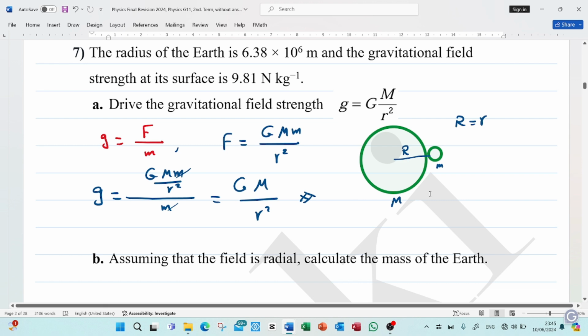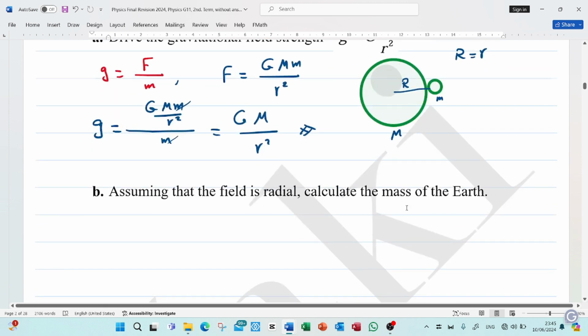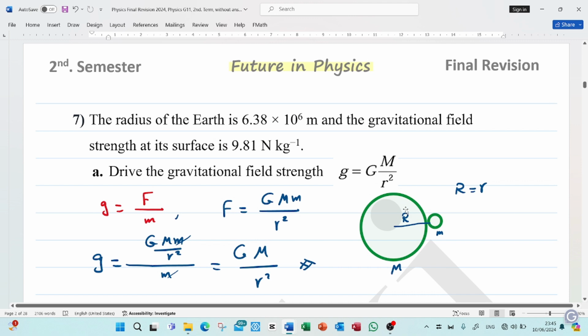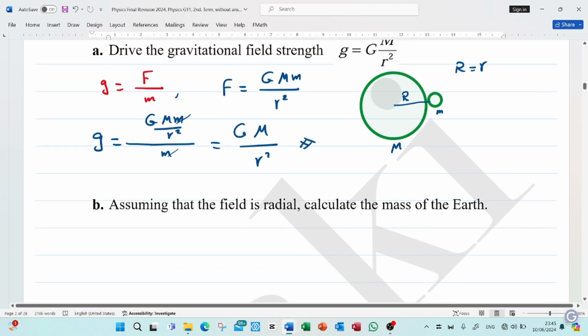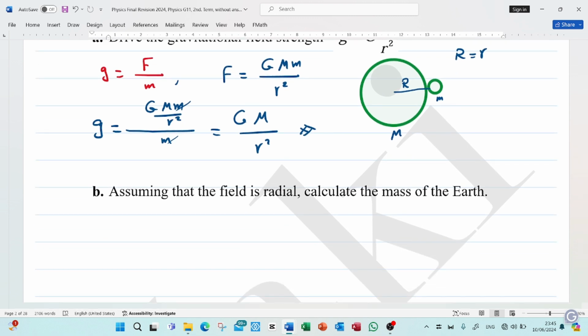Assuming that the field is radial, calculate the mass of the Earth. Now, he gave us g on the Earth, 9.81 newton per kilogram. So this is the given. We need to calculate the mass of the Earth. We use the formula g equals GM over R squared. Rearrange it to get M. Then M equals g R squared over G capital. Then we can calculate the mass of the Earth from this formula.